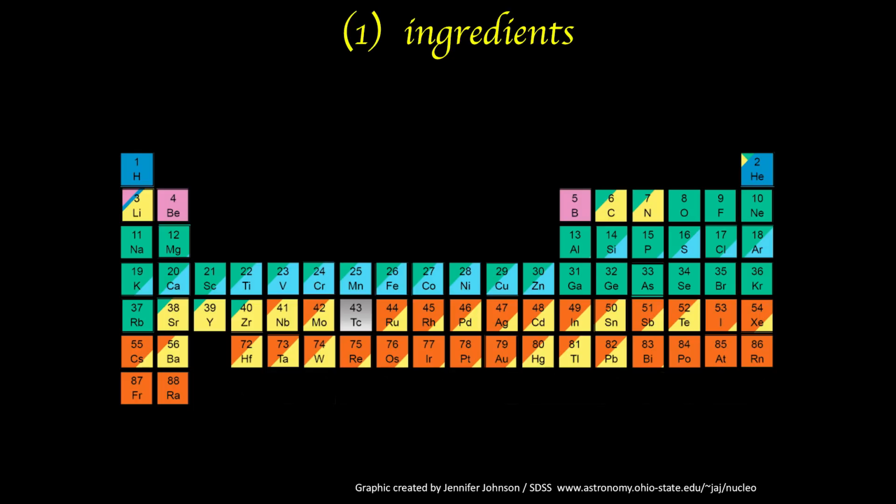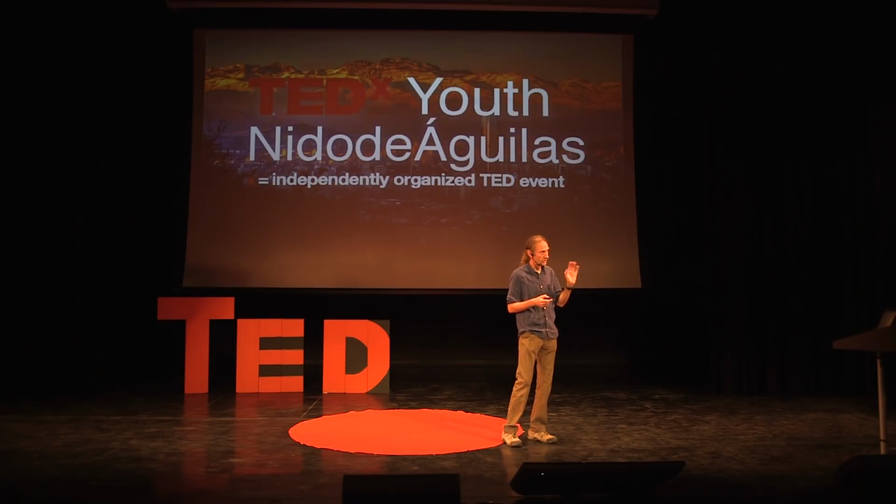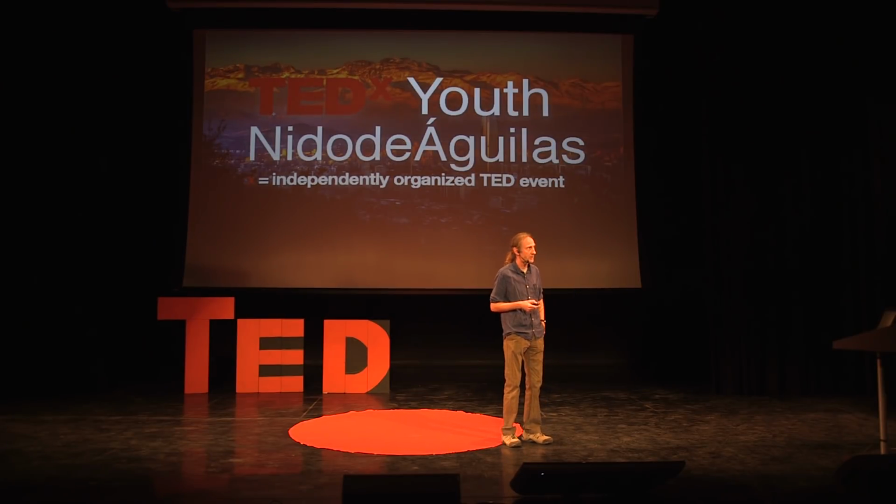Everyone recognizes the periodic table, I hope. This is mostly complete, starting from hydrogen, helium, up to the heavy elements and the radioactive elements at the bottom. So that's the ingredients. So where do they come from? Well, they come from lots of different sources. And I'll go through briefly some of the sources of where these elements come from.